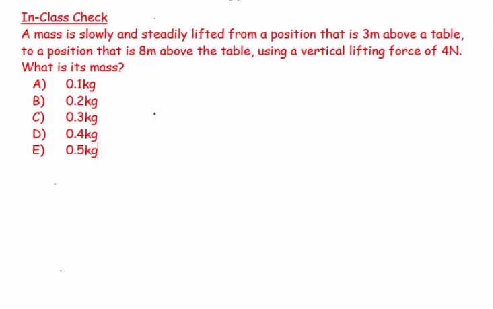Let's begin by visualizing. Here we have our table, and then we have a mass. The mass is mass m, and this is 3 meters above the table, and then by the action of a vertical lifting force this mass m moves until it's 8 meters above the tabletop, and it's still mass m. This was achieved using a lifting force.